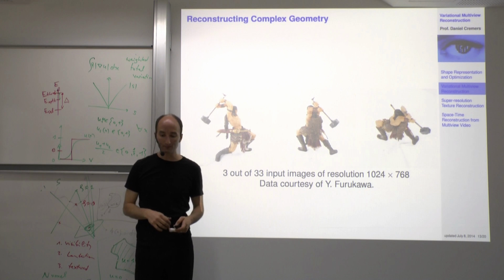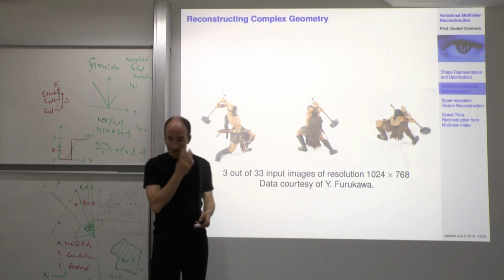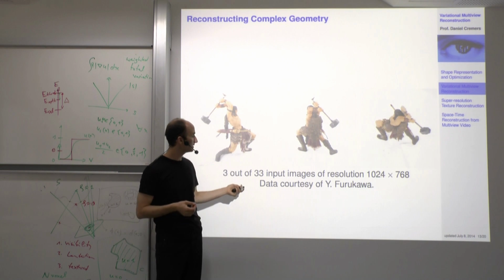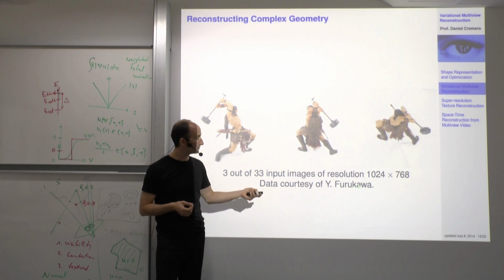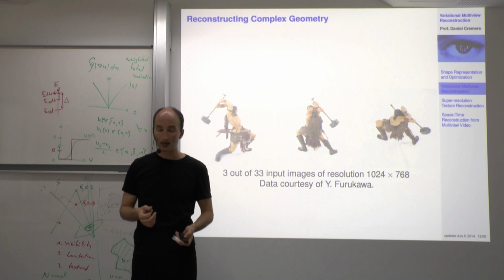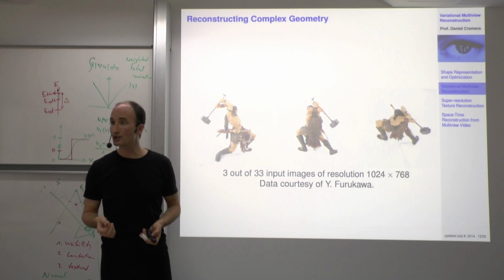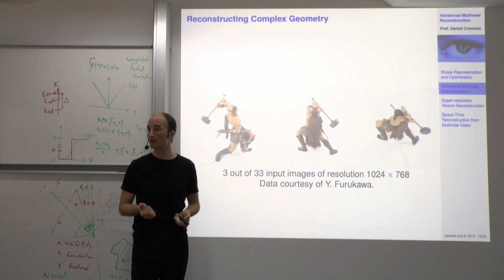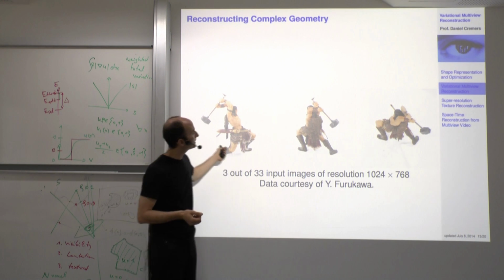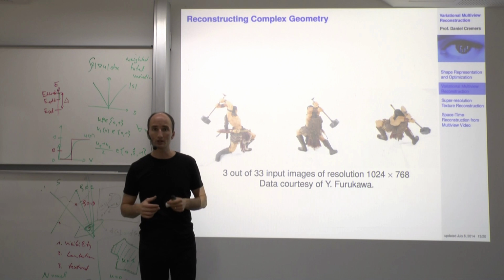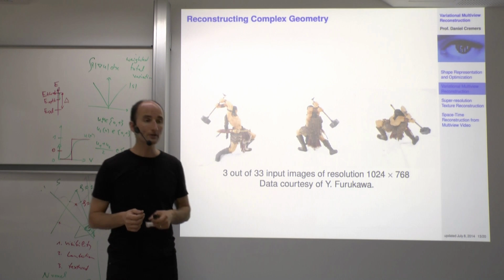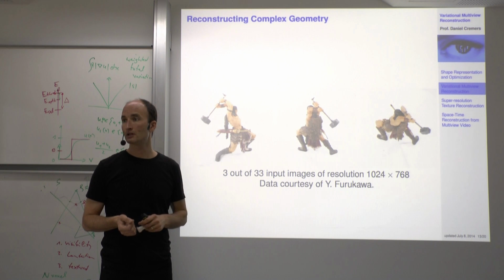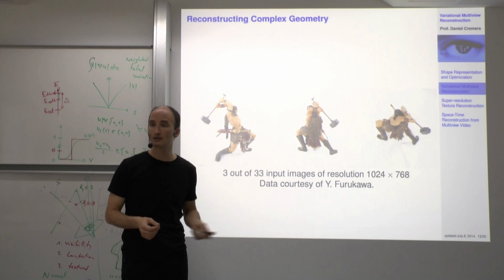Here are some examples. This is 3 out of 33 photographs that you can actually download from the internet that Yasu Furukawa provided, and it actually includes the calibration as well. So this is perfectly suited to do multi-view reconstruction, and it's one very nice example of what I mentioned a number of times already. Nowadays you can do computer vision and you don't need a camera. Everything you need is on the internet.